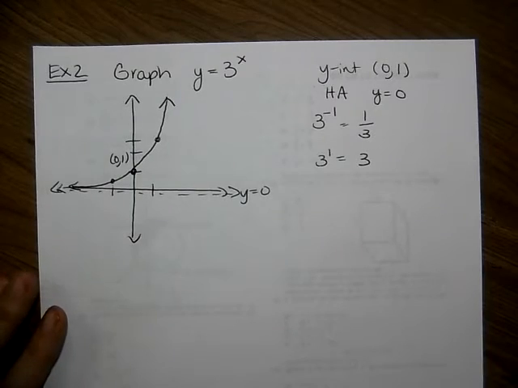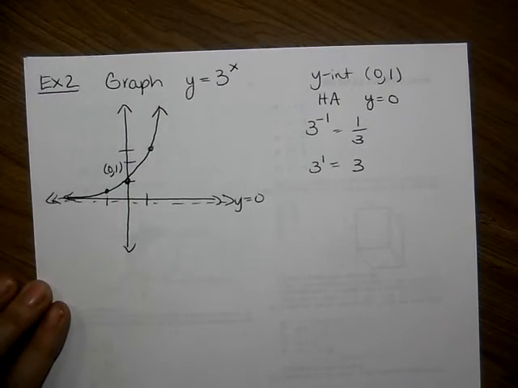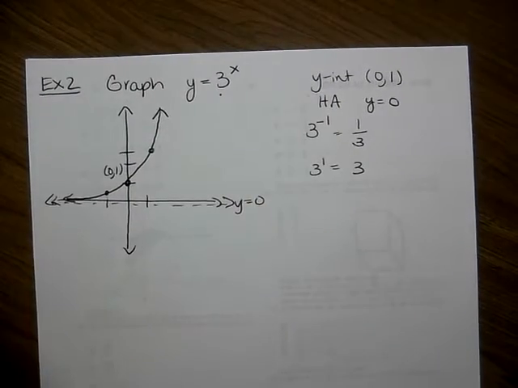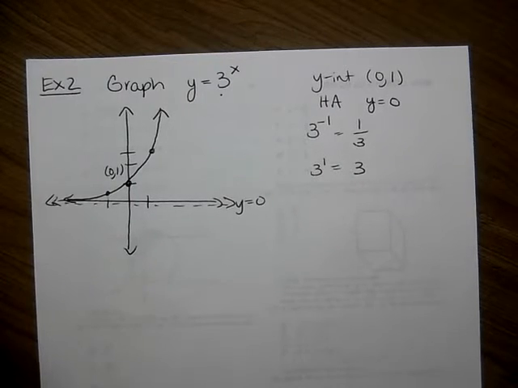So exponential functions look like this, where they're approaching 0, but they don't touch it. All right, they get really close, but they don't touch. And your base here is really dependent on the steepness of your graph. Okay, so how steep is your graph?